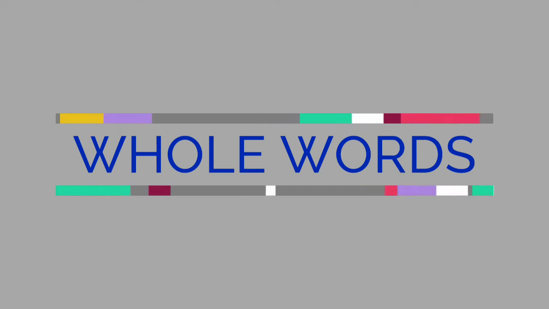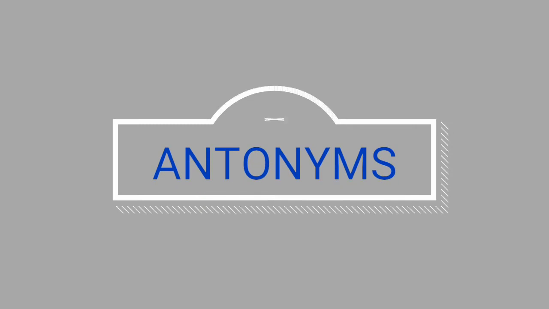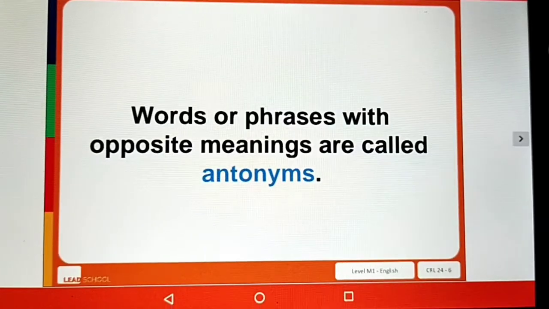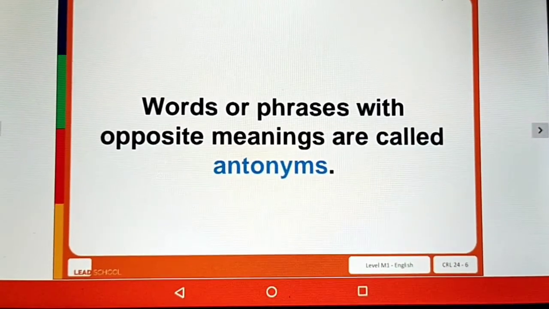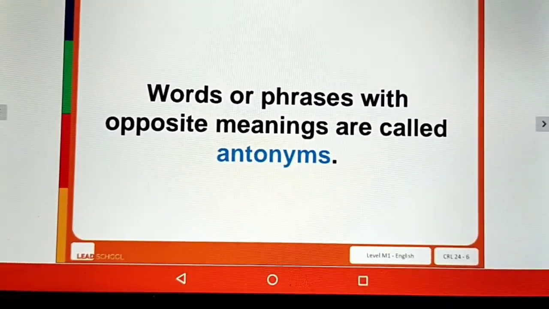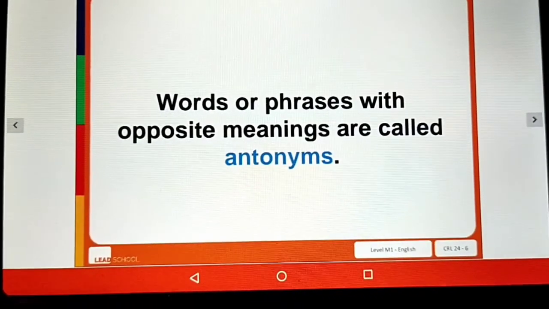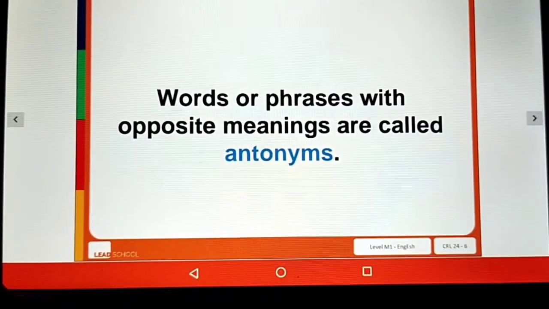Now let's switch to whole word section. Here today we are going to study about antonyms. Words or phrases with opposite meanings are called antonyms. We can also say antonyms are opposite words.